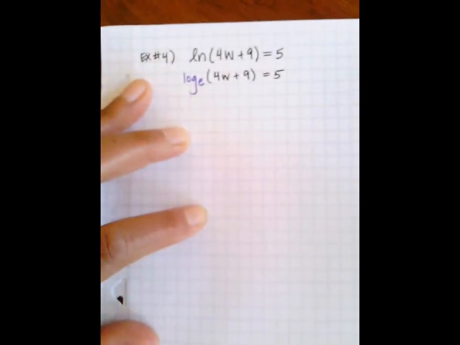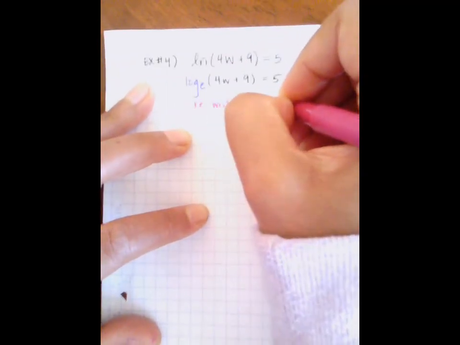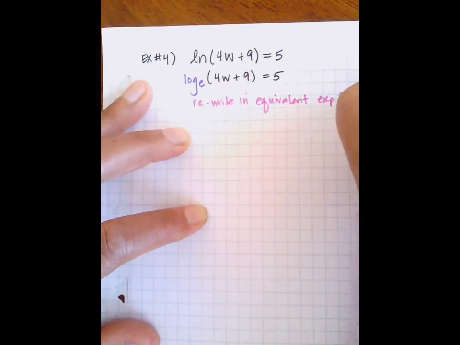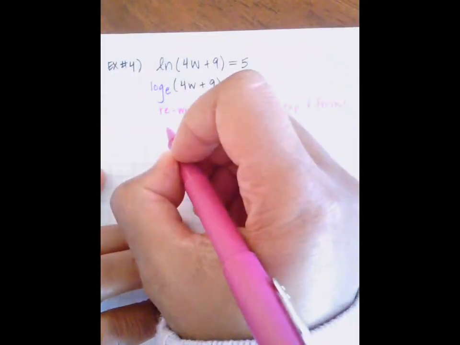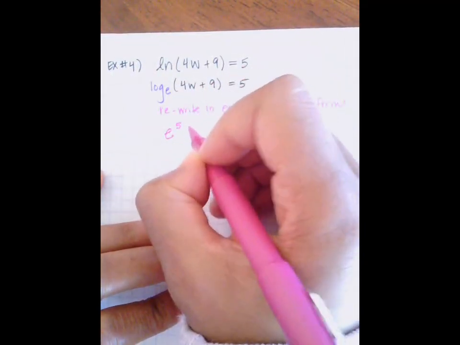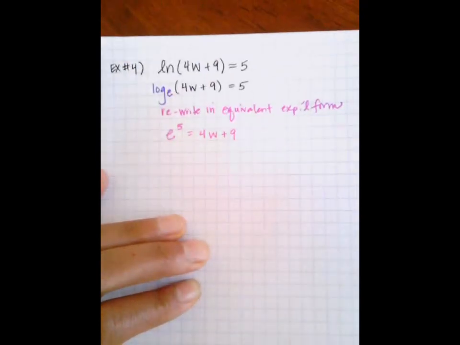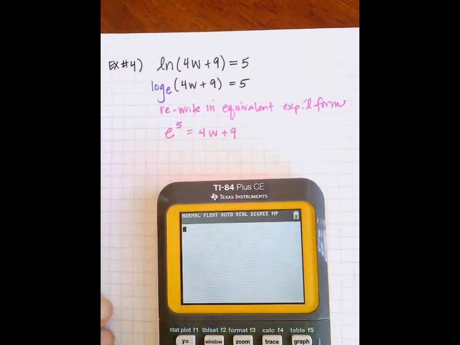And I can rewrite this in equivalent exponential form. If I do that, that will enable me to solve this. So if I rewrite, this is the same thing as e to the 5th equals 4w plus 9. Now, e to the 5th is just a number. E to the 5th is a number that is going to be irrational. I can hit second ln, gives me e, but I want to figure out what is e to the 5th.